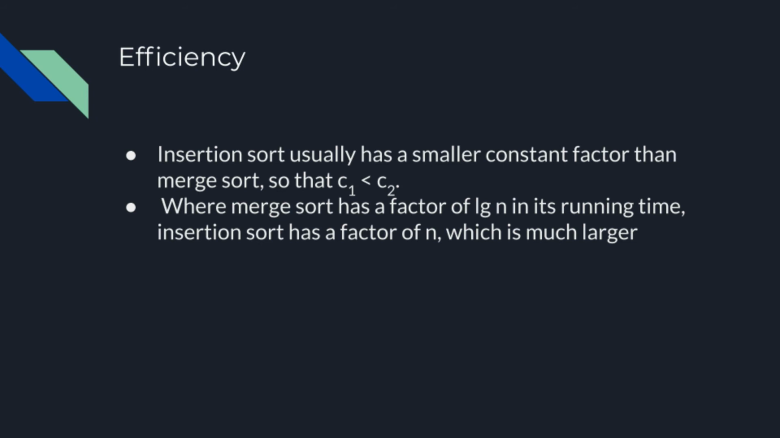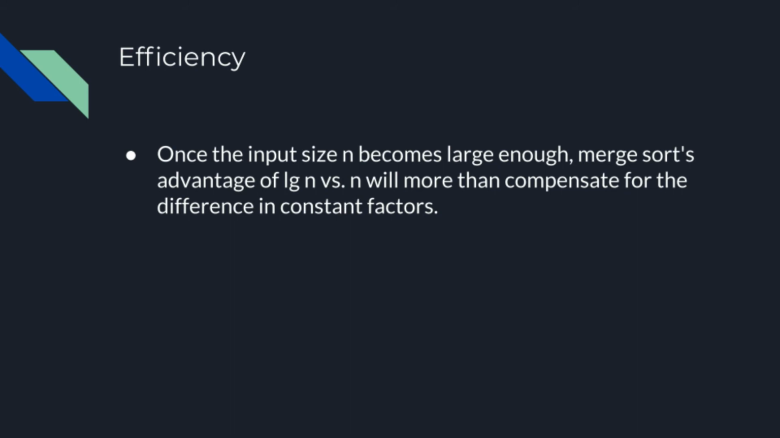Although insertion sort is usually faster than merge sort for small input sizes, once the input size n becomes large enough, merge sort's advantage of log n versus n will more than compensate for the difference in constant factors. No matter how much smaller C1 is than C2, there will always be a crossover point beyond which merge sort is faster.